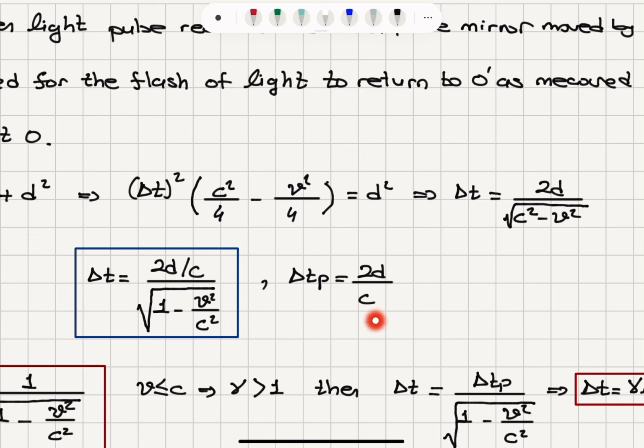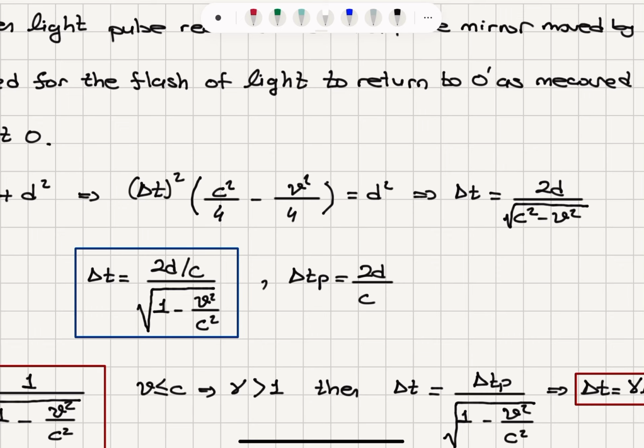Since the time of this event was measured to be 2d over c by the S prime observer, we have 2d over c divided by the square root of 1 minus v squared over c squared. So I divide the top by c and the bottom by c. c enters the square as c squared, so the square root of c squared minus v squared, divided by c, will become the square root of c squared over c squared minus v squared over c squared. So this is what we get for the time interval.